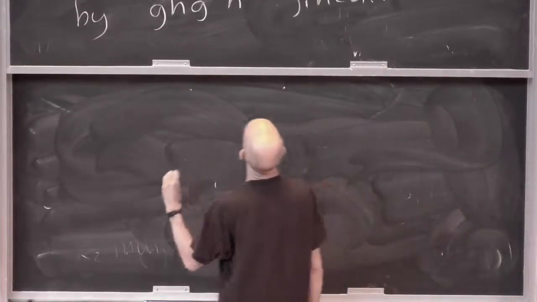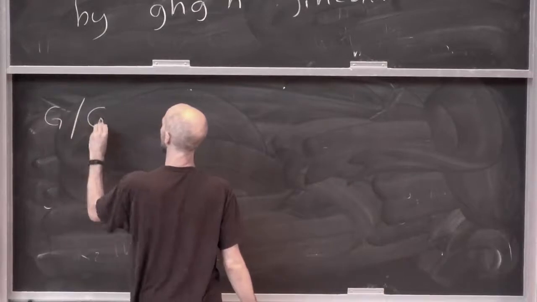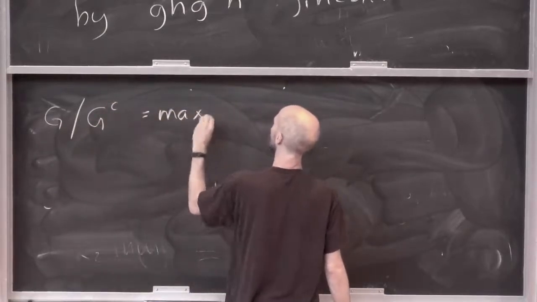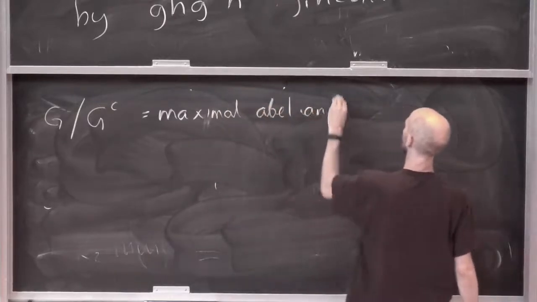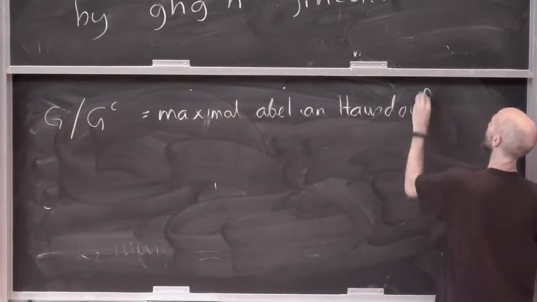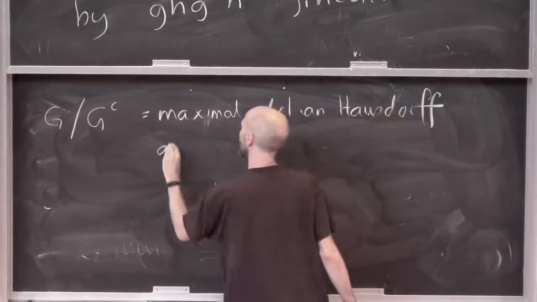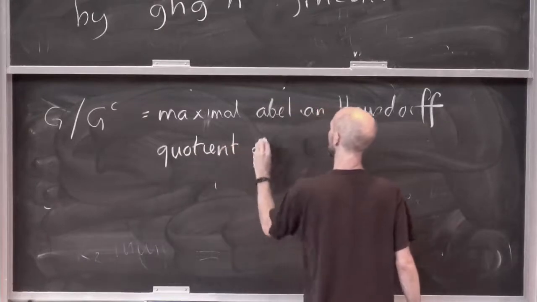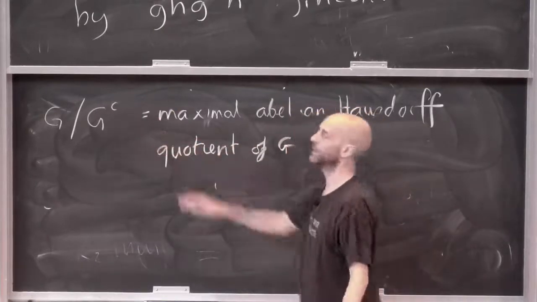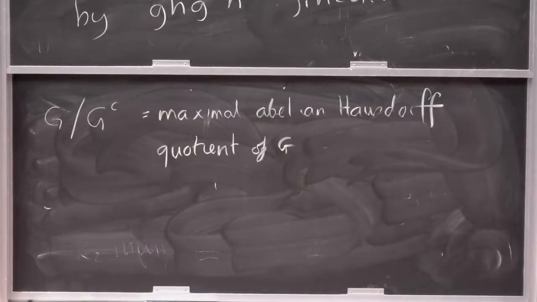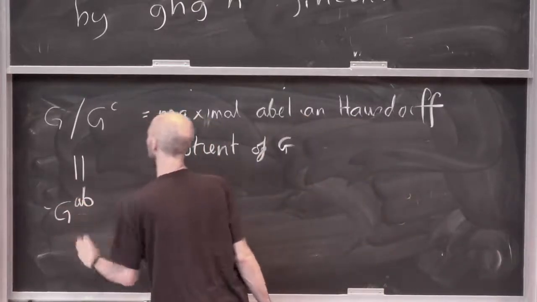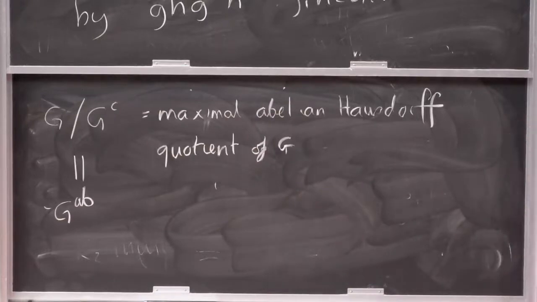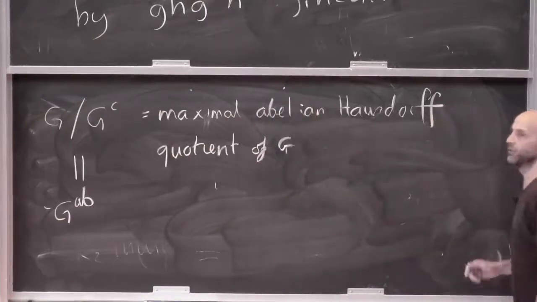So the idea is that G modulo GC is the maximal abelian Hausdorff quotient of G. So GC plays the role of the commutator subgroup of G in this situation where we have a topology there. So I want to call this G-ab. I don't really want to be bothered with non-Hausdorff topological groups.